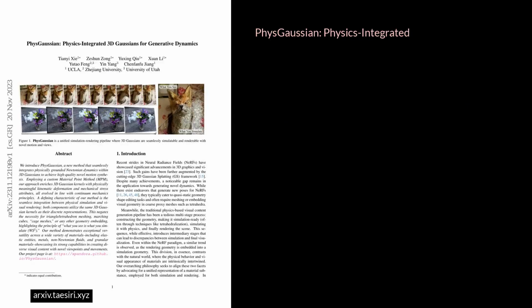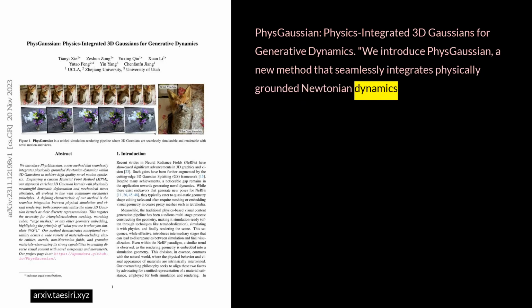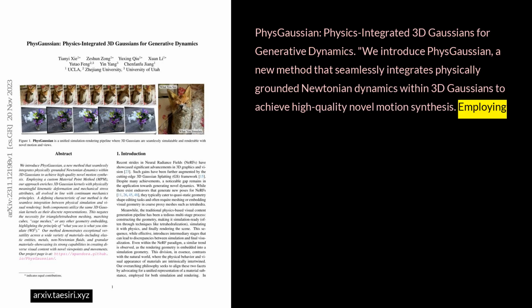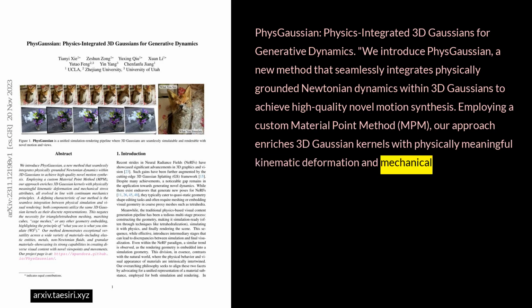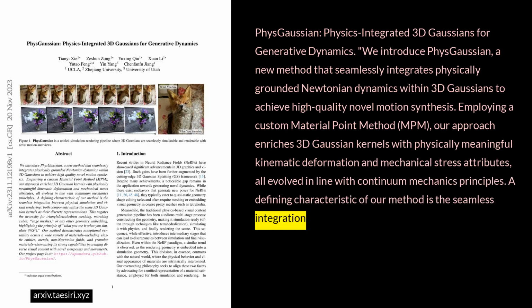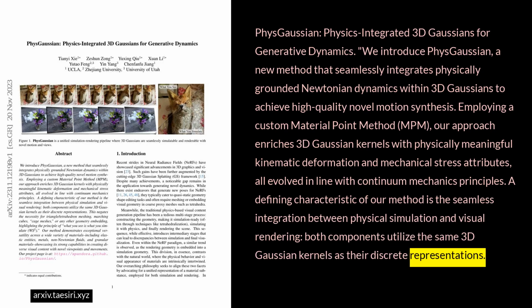PhysGaussian, physics-integrated 3D Gaussians for generative dynamics. We introduce PhysGaussian, a new method that seamlessly integrates physically grounded Newtonian dynamics within 3D Gaussians to achieve high-quality novel motion synthesis. Employing a custom material point method, MPM, our approach enriches 3D Gaussian kernels with physically meaningful kinematic deformation and mechanical stress attributes, all evolved in line with continuum mechanics principles. A defining characteristic of our method is the seamless integration between physical simulation and visual rendering. Both components utilize the same 3D Gaussian kernels as their discrete representations.